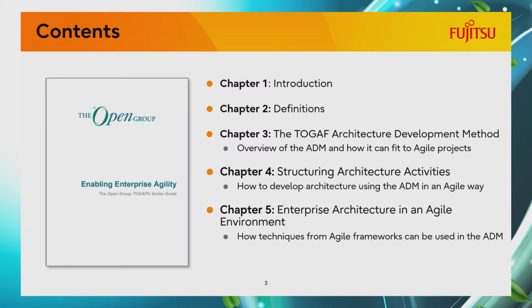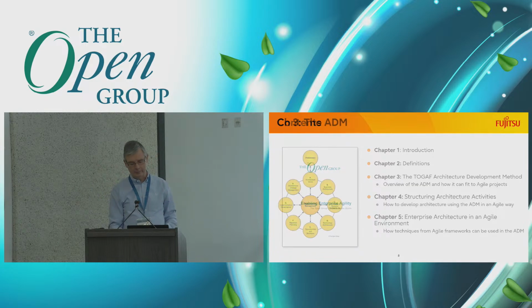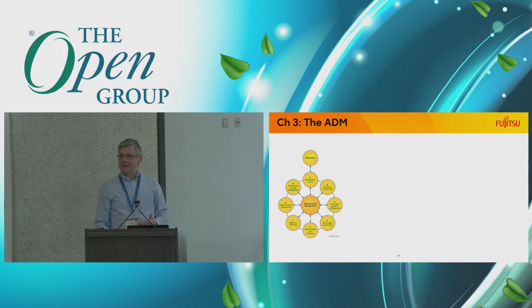And then chapter 5, which is called Enterprise Architecture in an Agile Environment, is taking a reverse point of view, looking at the kinds of things that you commonly find in Agile frameworks, things like SAFe and LeSS and all of these frameworks, and how they fit in with TOGAF. So it's almost like the reverse point of view. So I'll take a bit of a canter through those chapters. I obviously won't go through the introduction and the definitions. That's just something to read if you need it.